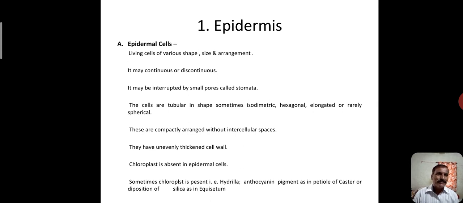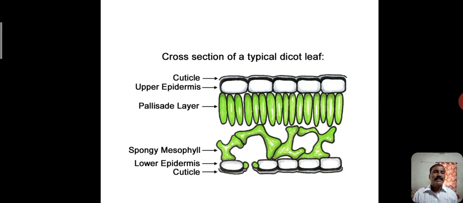Anthocyanin pigments, as in the petiole of castor, or there may be deposition of silica, as in the case of equisetum. Now, see this figure. That is a cross section of the typical leaf where there is the upper epidermis and lower epidermis. The upper epidermis is a continuous layer, while the lower epidermis is discontinuous due to the presence of stomata.